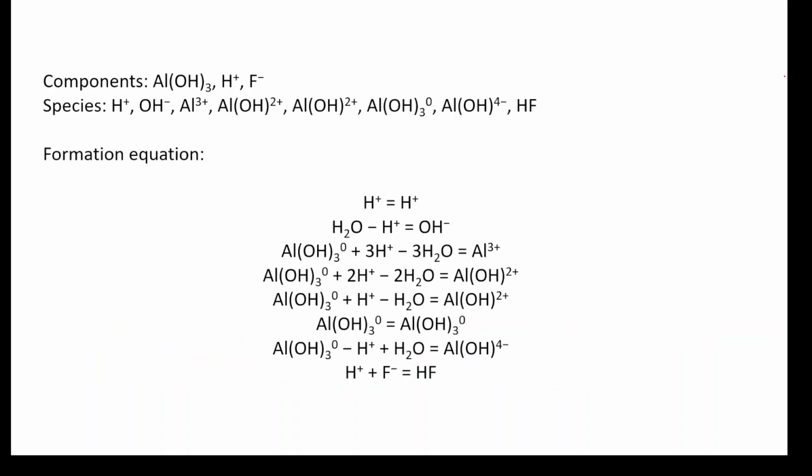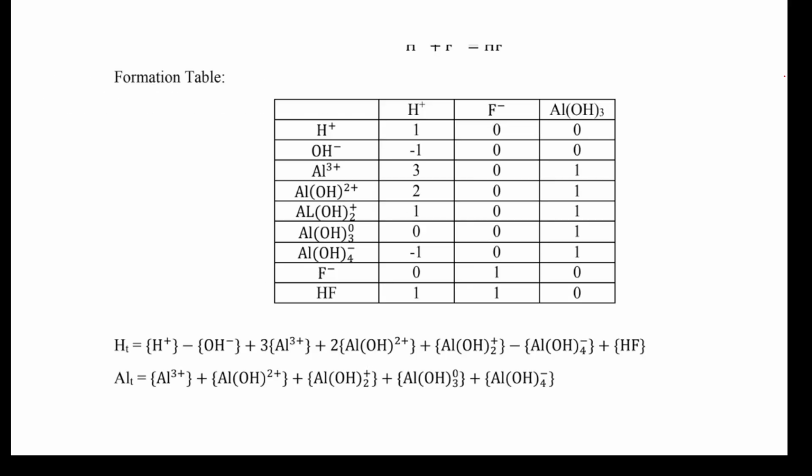Okay. So we have formation equations. These are the formation equations. Please note them down. We have different components and different species. These are the formation equations. Note them down. So now next work is the formation table, and we get simple equation for H+ and aluminum.